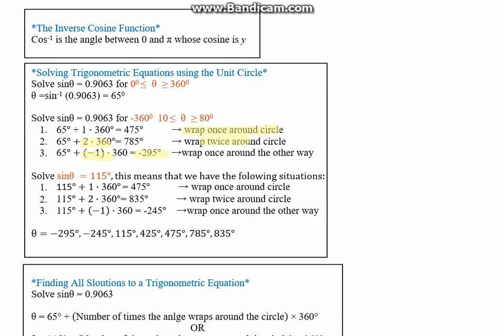Okay, this was the first one, and we have the second one. Solve sine theta equals, 115 degrees. This means that we have the following situations. We're going to do the same exact thing. So 115 degrees plus 1 times 360 degrees, once around the circle. 2, same thing twice, and -1, same thing, is going to wrap once the other way. So basically, theta is going to be these values.